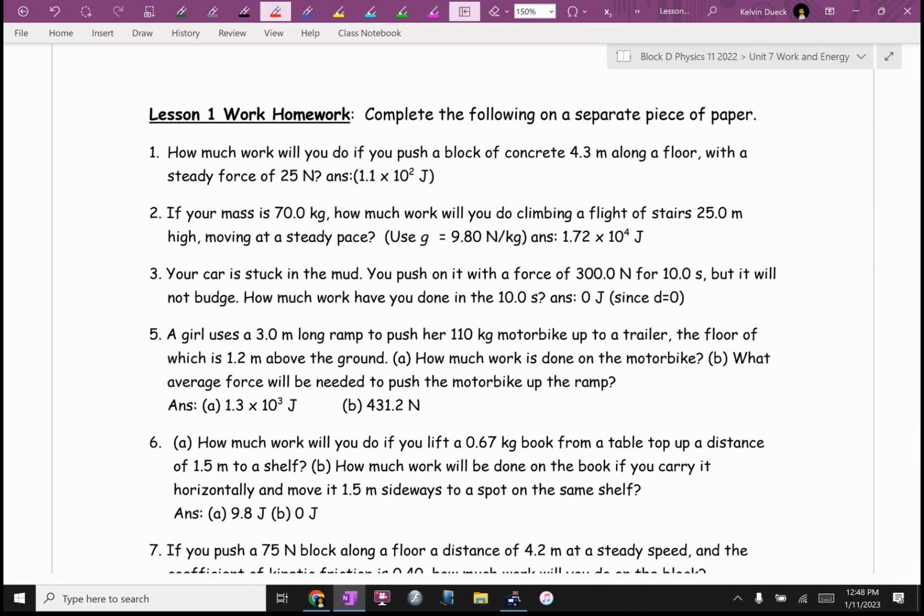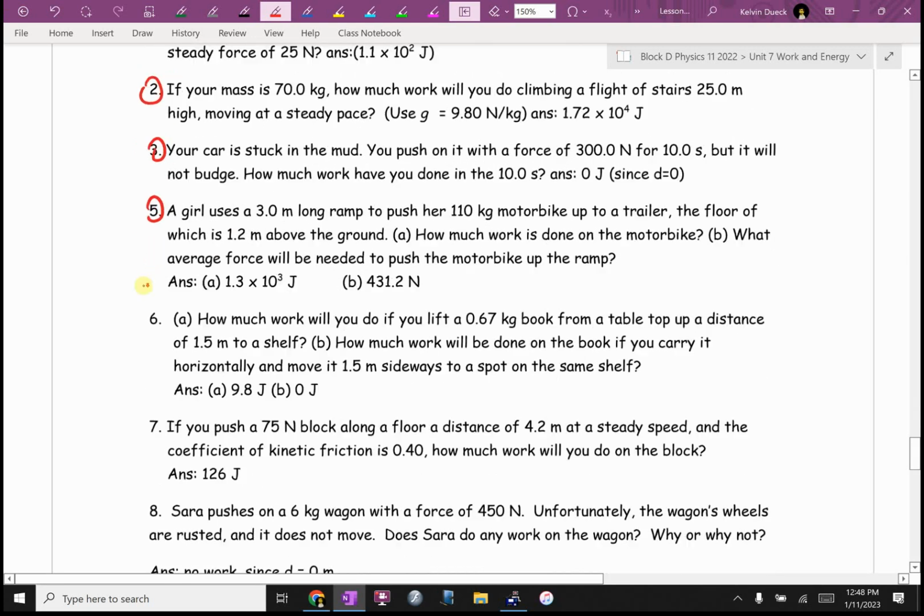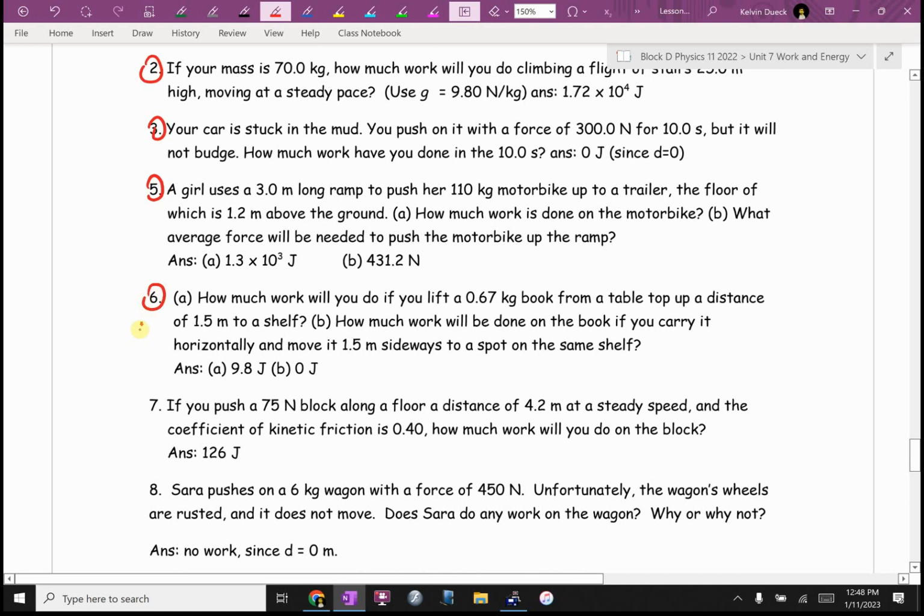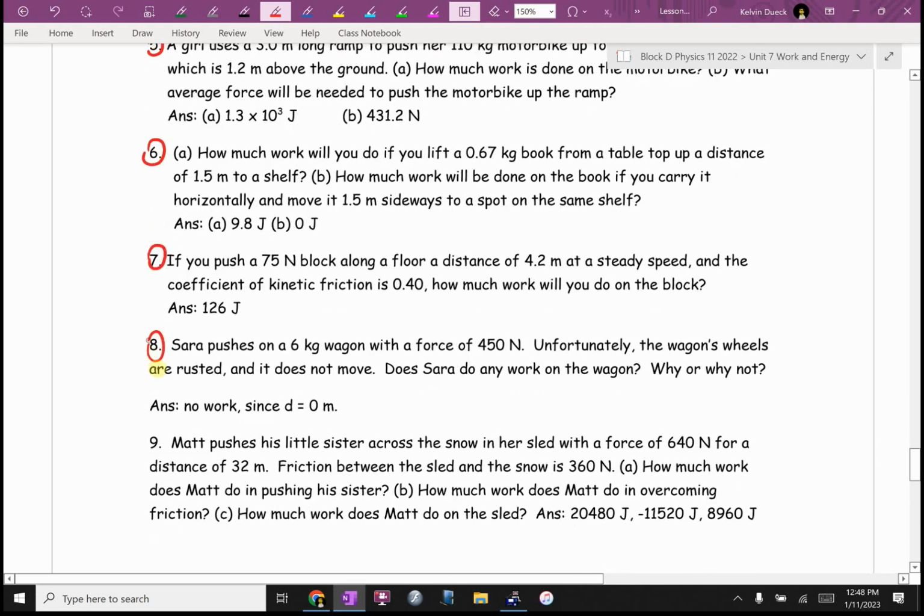So let's talk about this. For number 1, straight plug and chug. How much work? It's going to be force times distance. Number 2, now you're climbing stairs, you're lifting. It's going to be something, are the one that we generated for climbing stairs or lifting. Okay? 3 is good. 5 is good. 6 is good. 7 is good. 8 is good. Number 9 is very similar to example 9 that we just did. So my hint is, before you ask me a question, look at example 9, Noor.